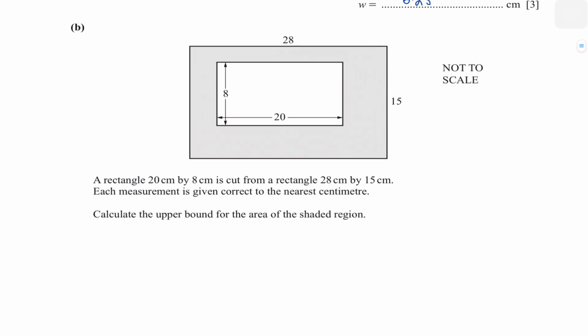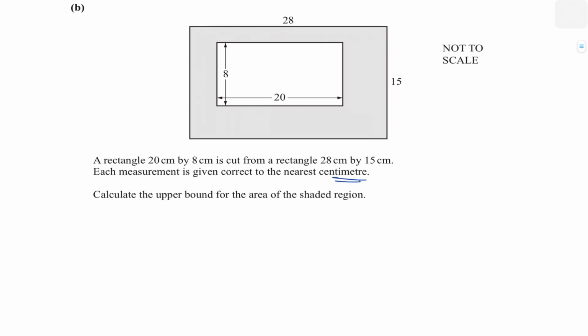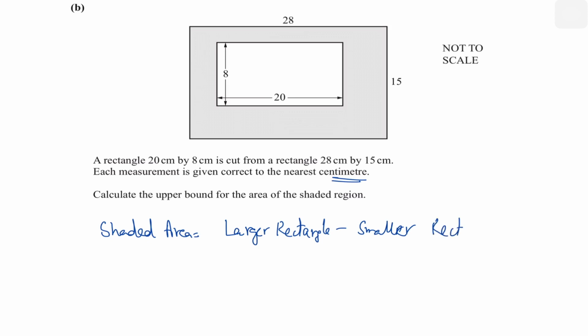Okay, now let's do part B, which says a rectangle 20 centimeter by 8 centimeter is cut to form a rectangle 28 centimeter by 15 centimeter. Each measurement is given correct to the nearest centimeter. Calculate the upper bound for the area of the shaded region. If I want the upper bound for the area of the shaded region, this is what we're going to do. The shaded area will be equal to the area of the larger rectangle minus the area of the smaller rectangle.